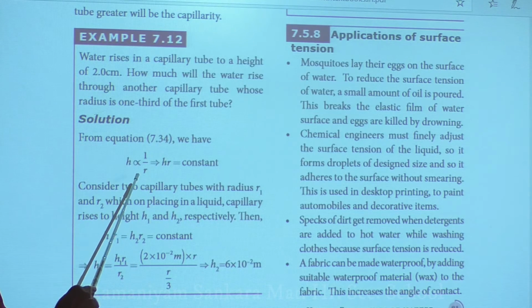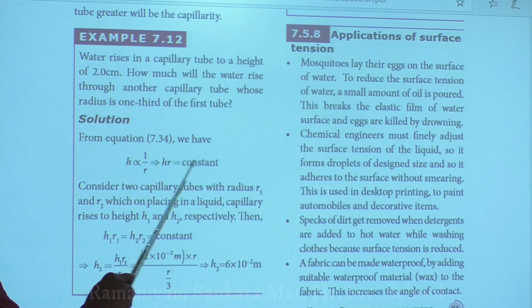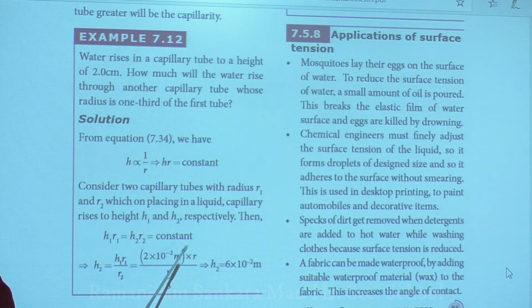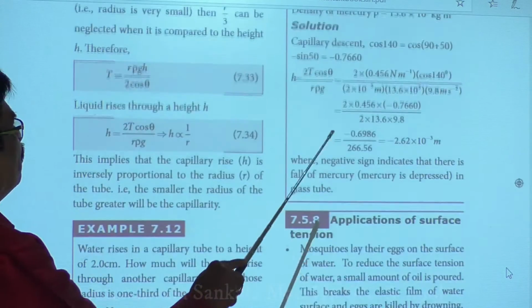So h is proportional to 1 by r. Cross multiply: h r equals constant. Make it h1 r1 equals h2 r2. We want h2, the second case, so r2 goes down. h2 equals h1 r1 by r2. Take the h1 value, keep r as r1, but r2 is 1/3, so r by 3. R cancels, 3 comes to the numerator. 3 into 2 is 6. So 6 into 10 power minus 2 meter.